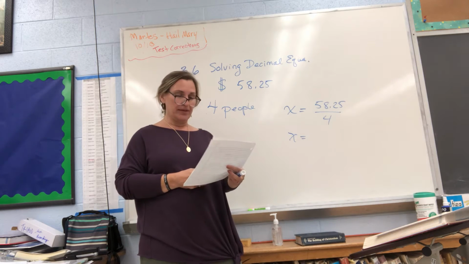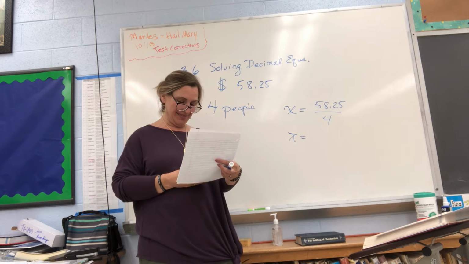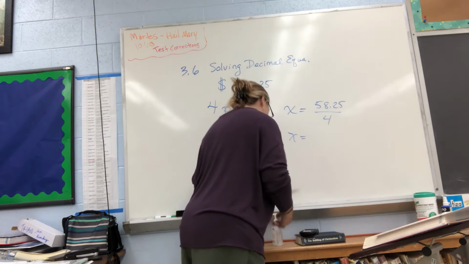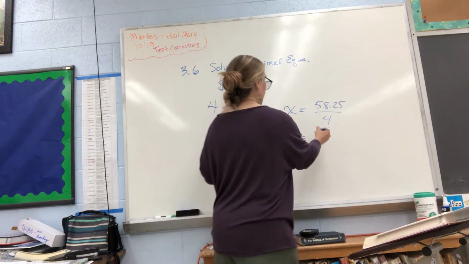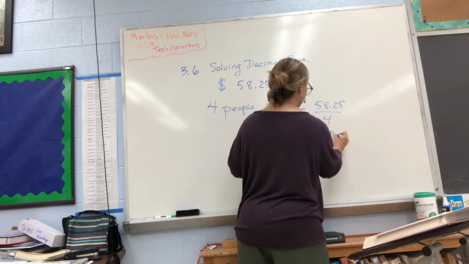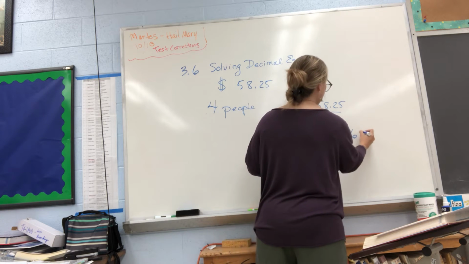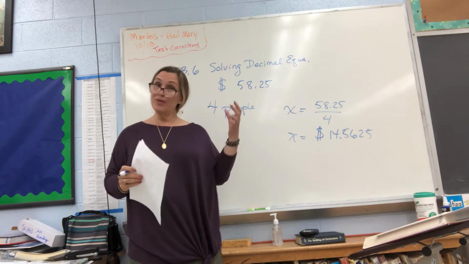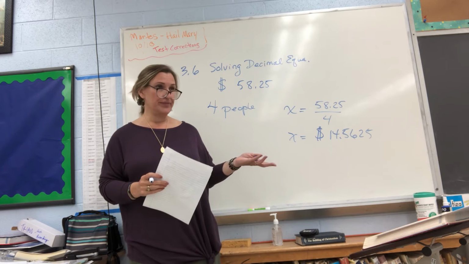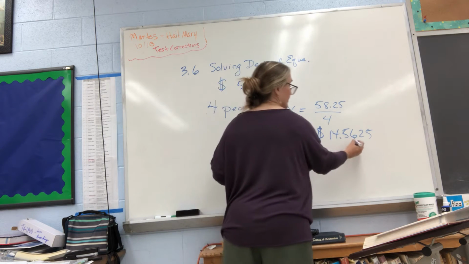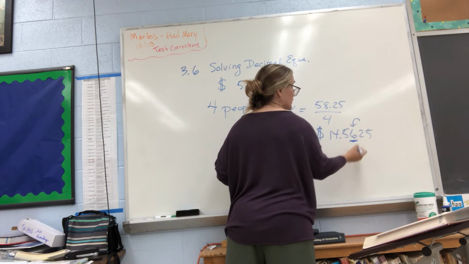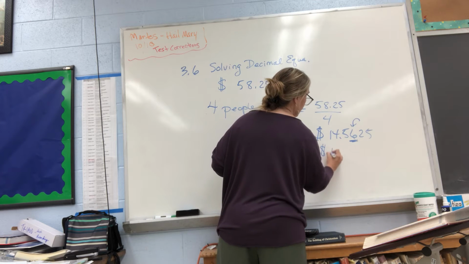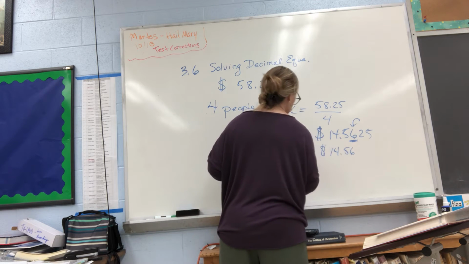Okay, here we go. 58.25 divided by 4. What do we have? 14.5, yep, we get 14.562 something or other. So now this is money, so we have to be reasonable about this. Where are we going to round this to? I'm going to round it to the hundredths place, because that's the nearest penny. So we're going to round this to approximately 14.56. Each person's going to pay that.